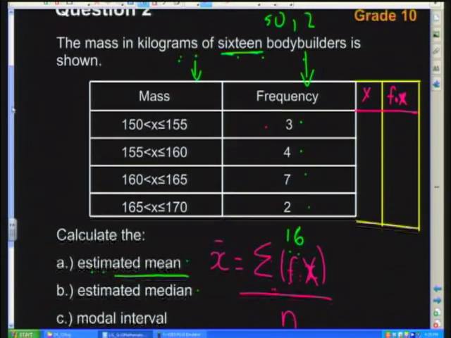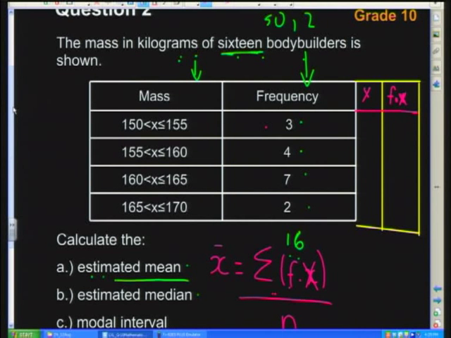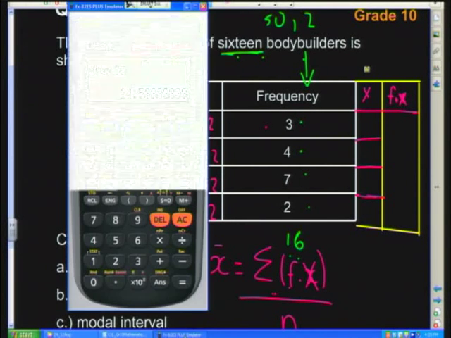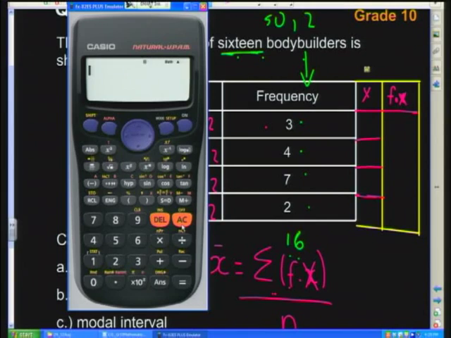So the first thing we need to work out is the midpoints of each of these intervals. Very simple to work out the midpoints. All we do is we take our two end values, add them together, and then divide by 2. So we add those values together, 150 plus 155, divide by 2. 155 plus 160, divide by 2, and so on. That will give us the midpoint of each of those intervals. So let's call up our calculator and let's get cracking.